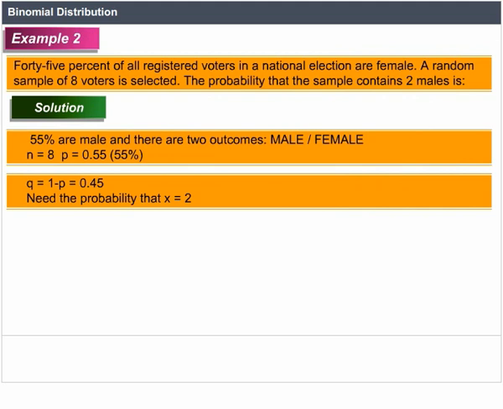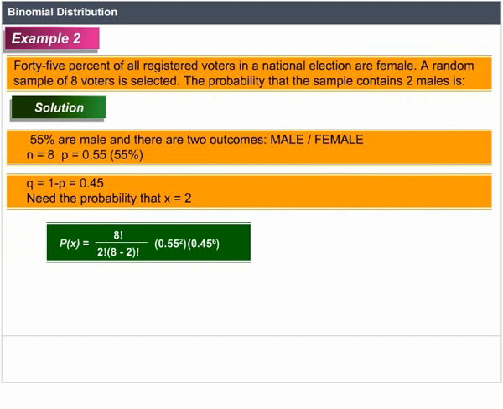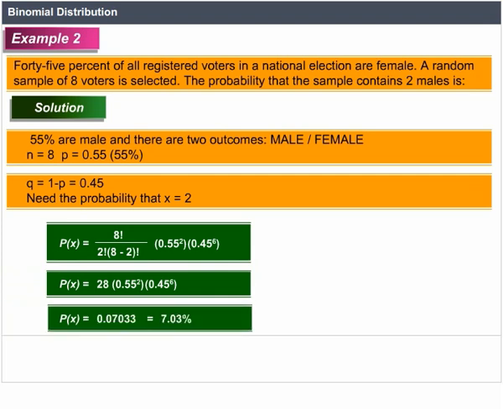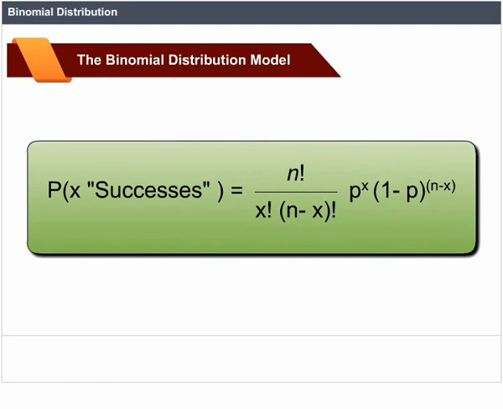P of x equal to 8 factorial divided by 2 factorial into 8 minus 2 factorial, 0.55 whole square, 0.45 whole power 6. Then P of x equal to 28 into 0.55 square, 0.45 whole power 6. Finally, the answer is P of x equal to 0.07033 equal to 7.03%. The binomial distribution model: probability of x successes equal to n factorial divided by x factorial into n minus x factorial, p power x into 1 minus p whole power n minus x.